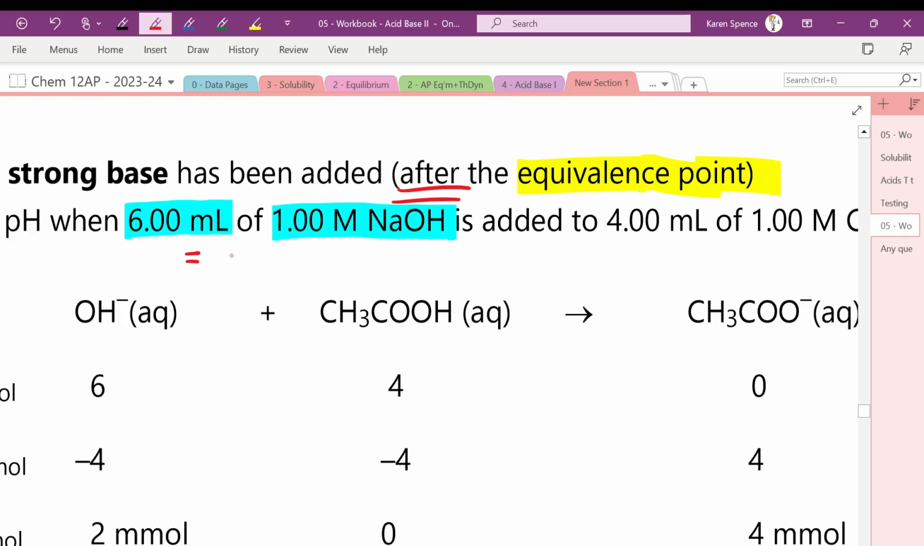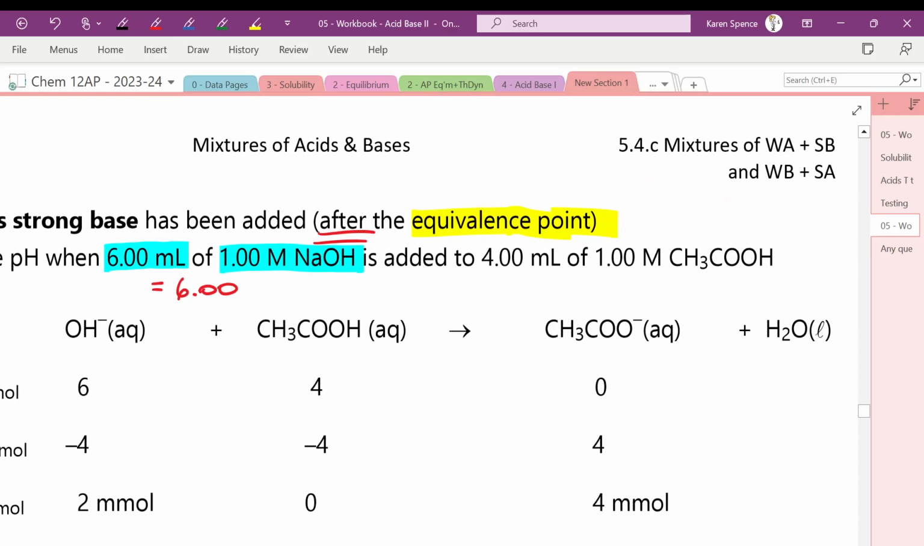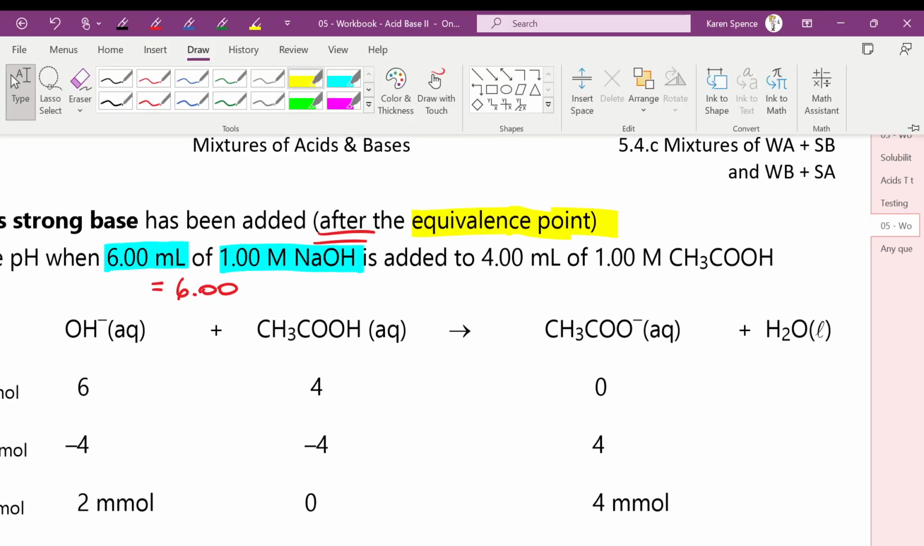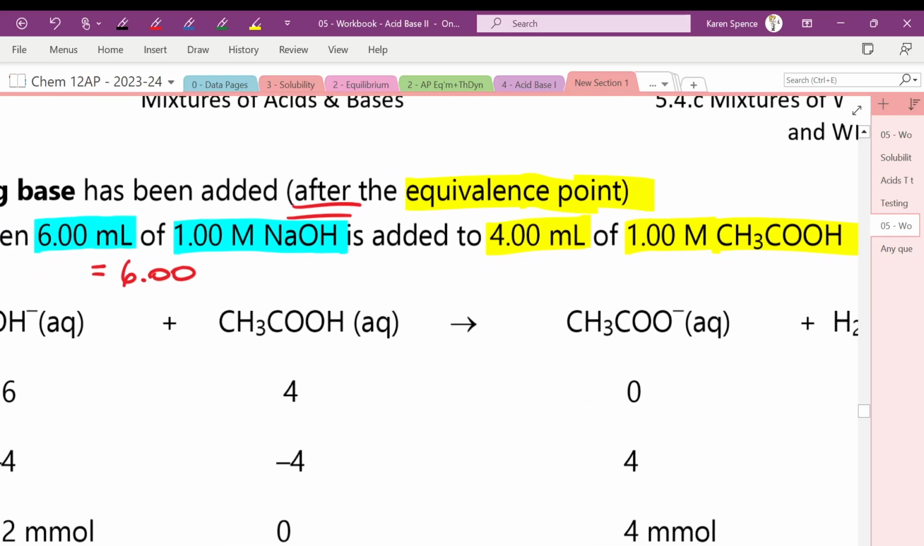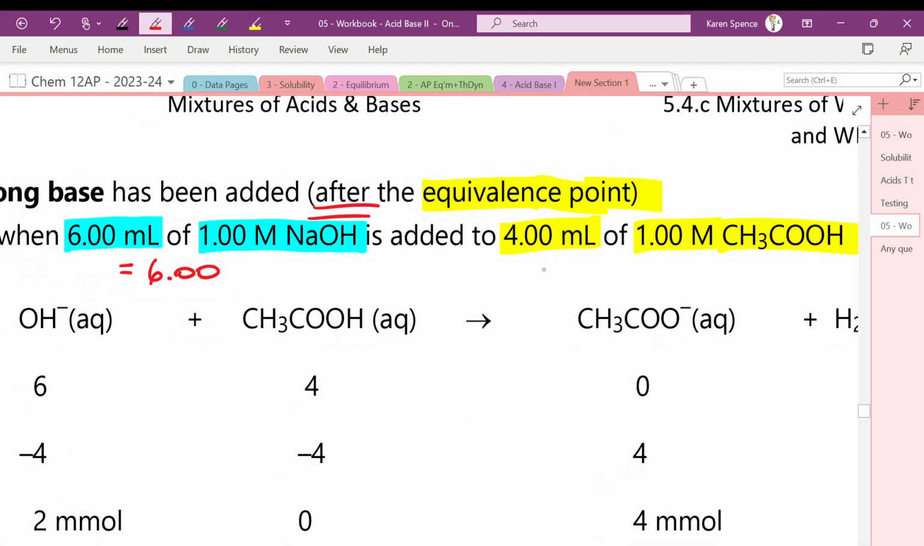You guys should be telling me this answer with no problem now. 6.00, but I'm getting really lazy here because we're more concerned about concepts than sig figs right now, okay? So that's why I'm just writing 6. Now, our weak acid that we started with was 4 milliliters of 1 molar acetic acid. How many millimoles of the acetic acid did we start with? 4.